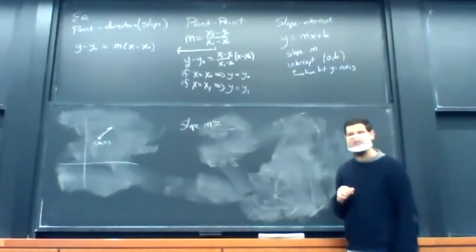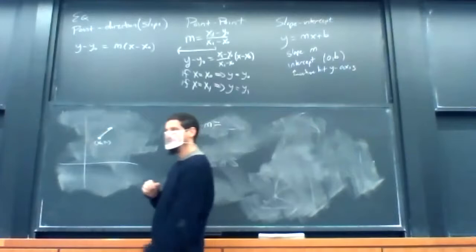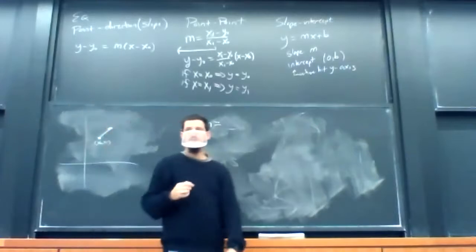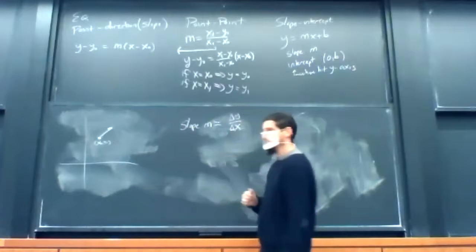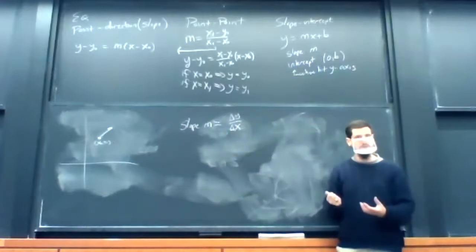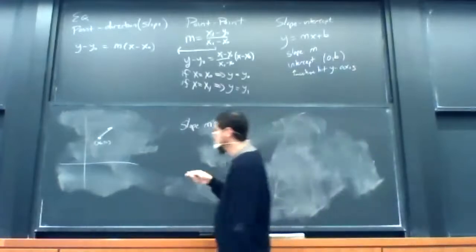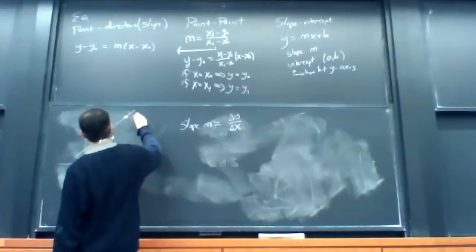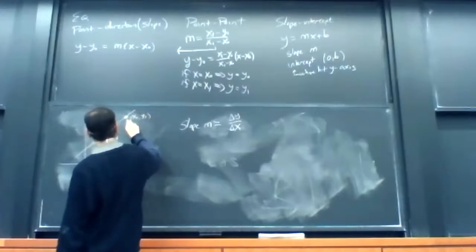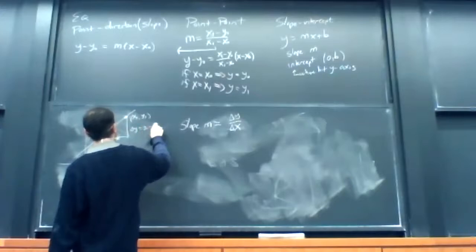So what is the slope of the line? Change in y over the change in x. So if I move to another point, I see how much y has changed and how much x has changed. For example, if I have a point here, x1, y1, the change in y is y1 minus y0, and the change in x is x1 minus x0.